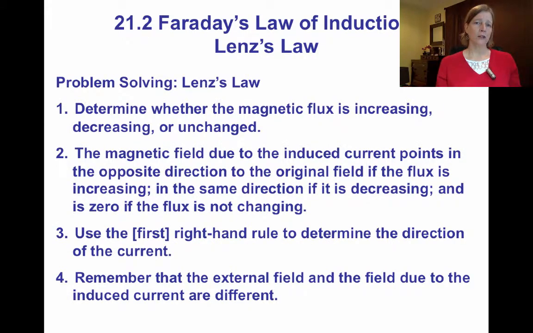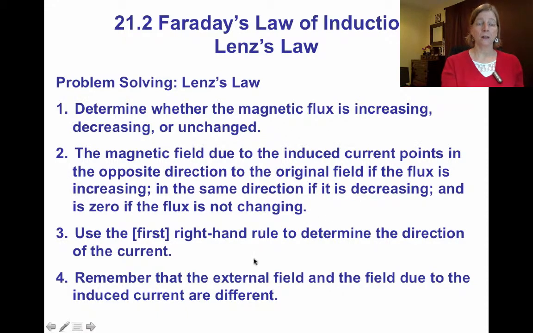To get the direction of that induced current, here are the three steps. The fourth is just an extra factoid. Here are the three steps to figure out the direction of the induced current. These seem to work quite reliably for students. What do we do? First, we determine whether the magnetic flux is increasing, decreasing, or unchanged. Then we apply this knowledge. The magnetic field due to the induced current will point in the opposite direction to the original field if the flux is increasing, in the same direction if it is decreasing, and is 0 if the flux is not changing.